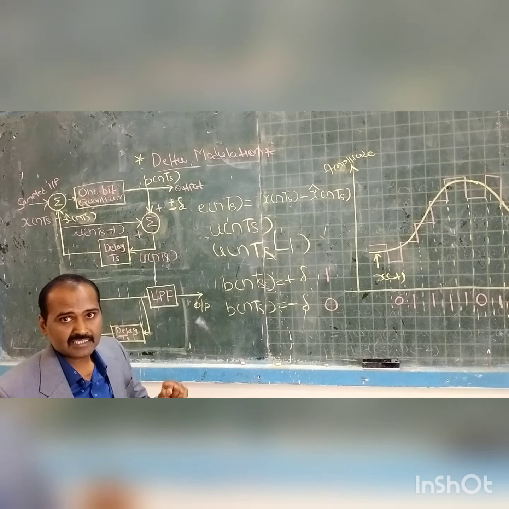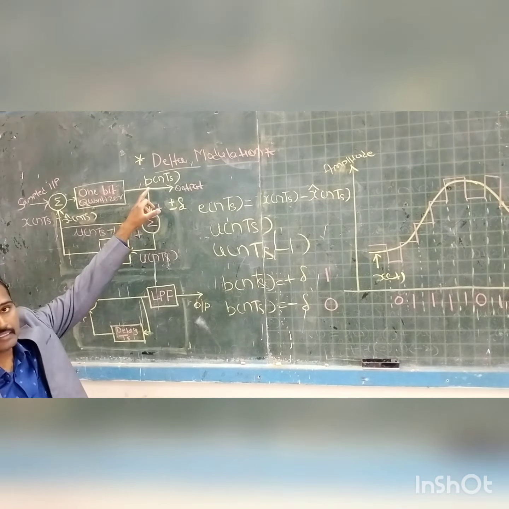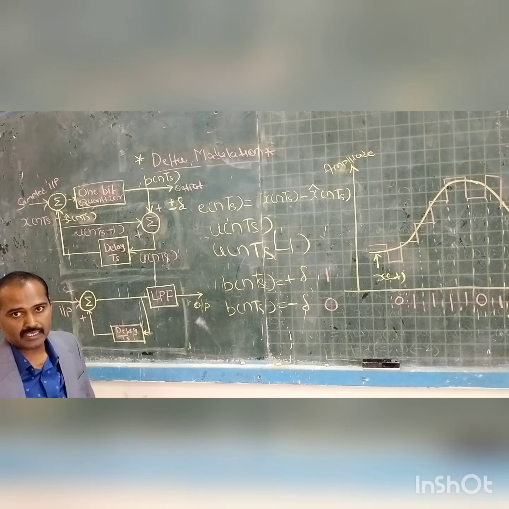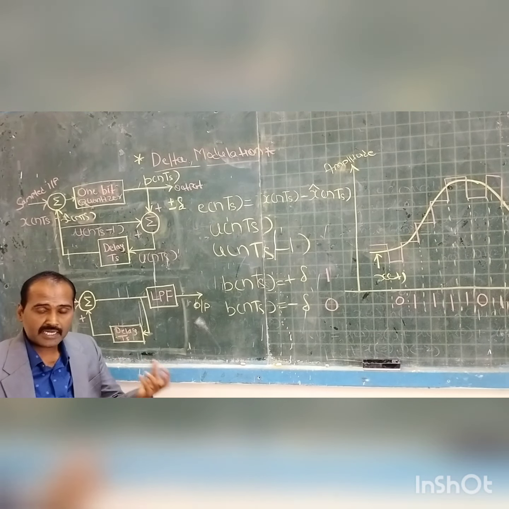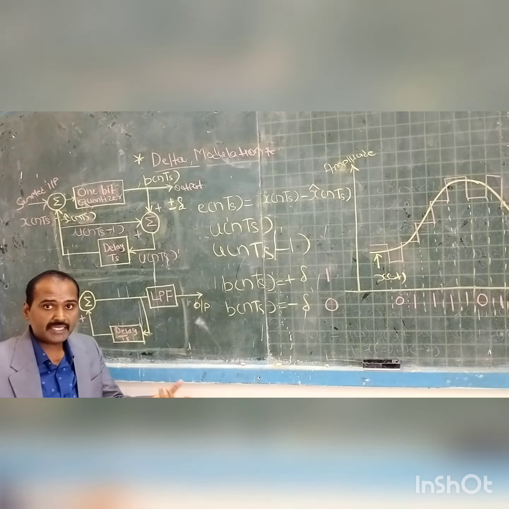Now where do we get this difference signal? Here the output of this delta modulator is b of nTs. It means each sample is encoded as binary 1 or binary 0. So how is it done?